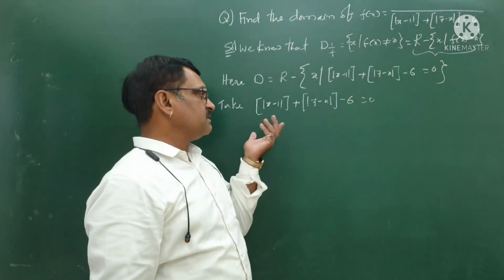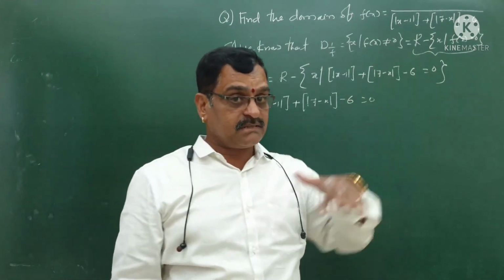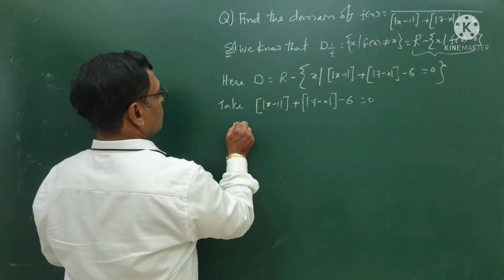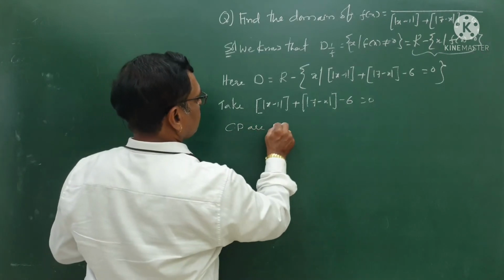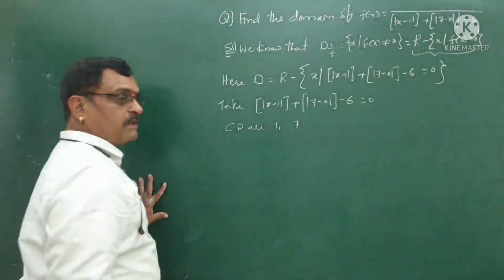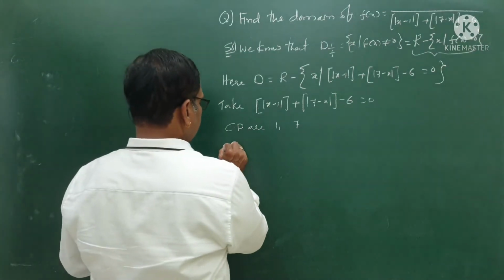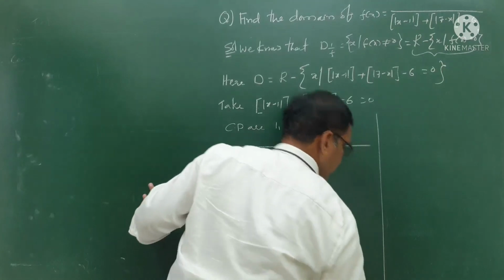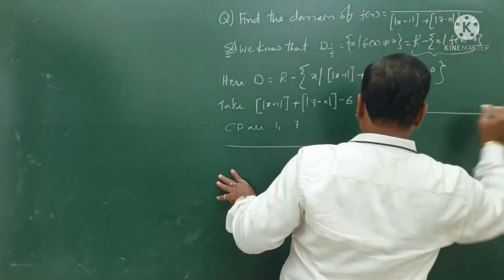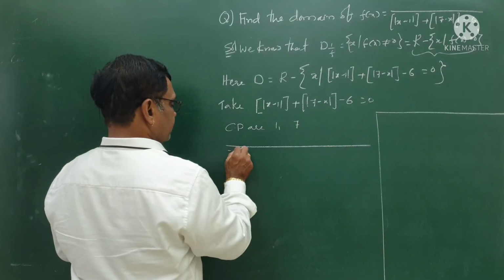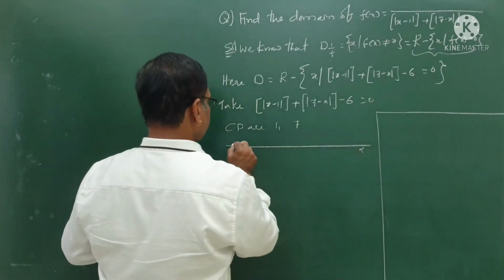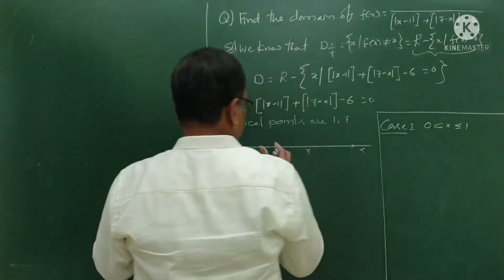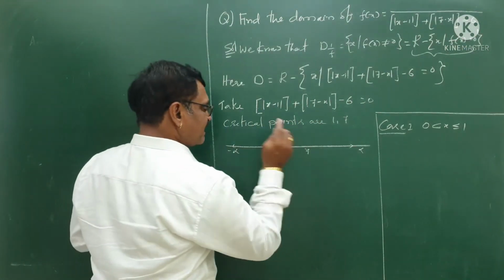How can I remove the mod? Just by taking the real line method. Now what is that method? You know very well. What are the critical points here? Critical points are 1 and 7. So take the real line, minus infinity to infinity, and mark 1 and 7.